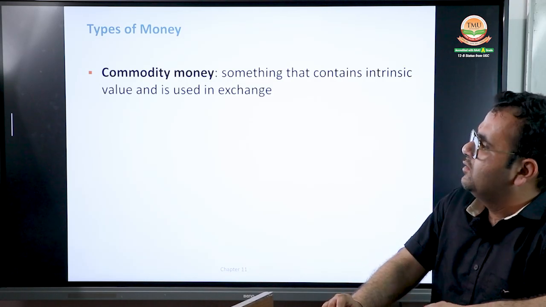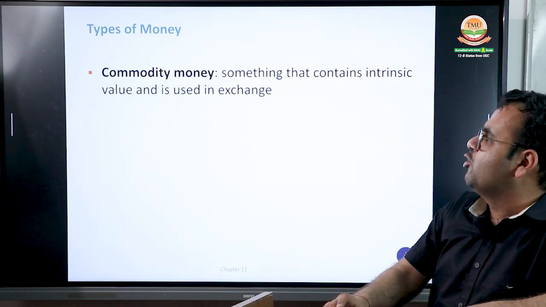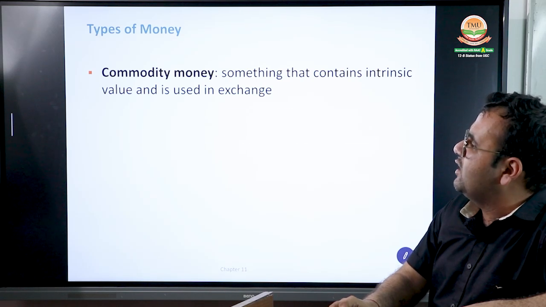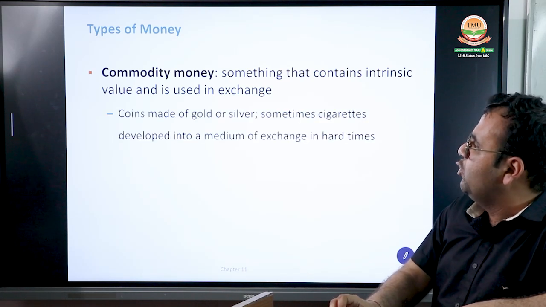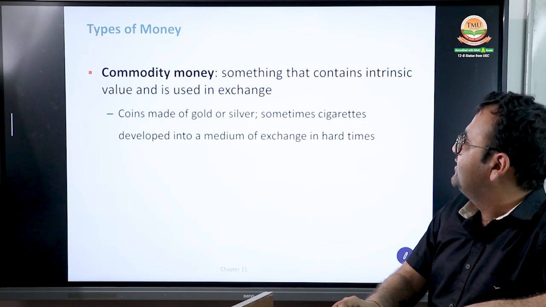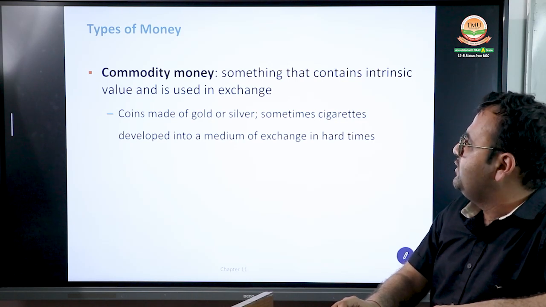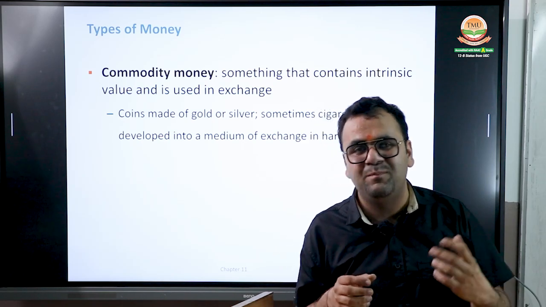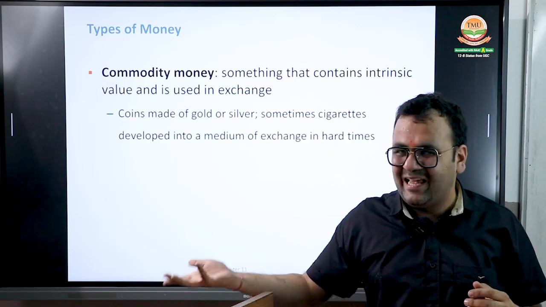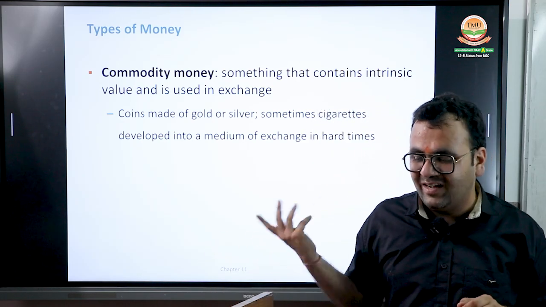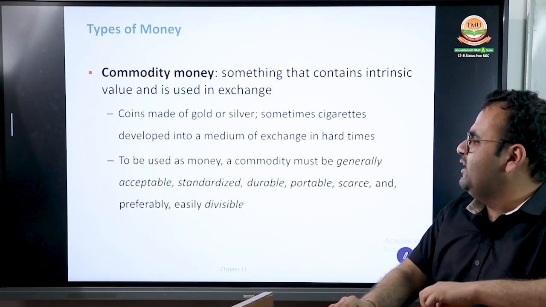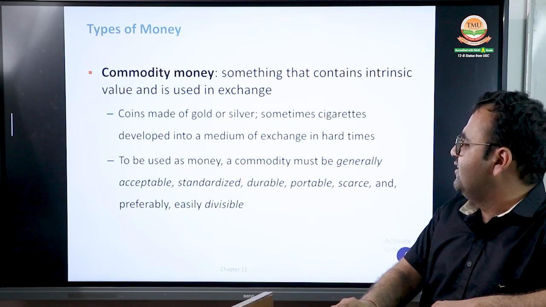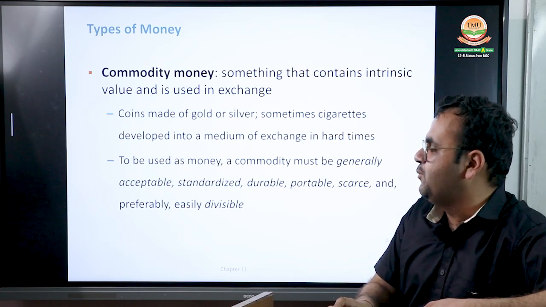Types of money. Now we will discuss how many types of money there are. Commodity money is something that contains intrinsic value and is used for exchange, like coins made of gold or silver. Sometimes cigarettes developed into a medium of exchange in hard times. We have seen coins, notes, and other types of money. Plastic money is also there. Now we are seeing that our economy is going towards cashless transactions. To be used as money, a commodity must be generally acceptable, standardized, durable, portable, scarce, and easily divisible.